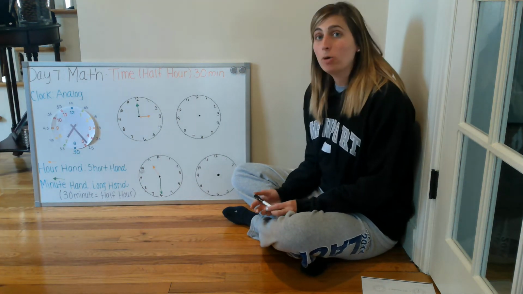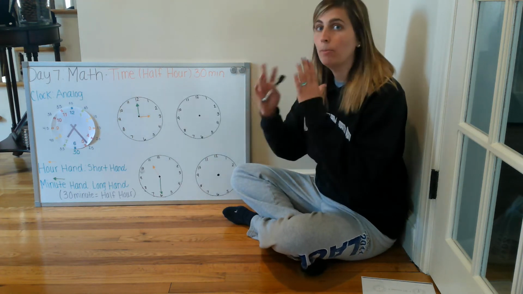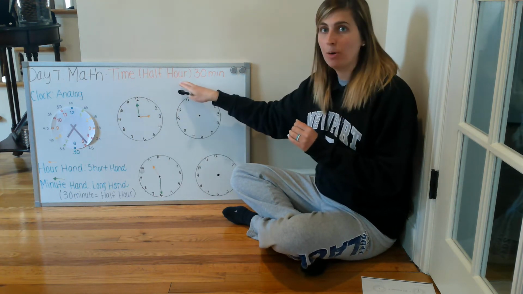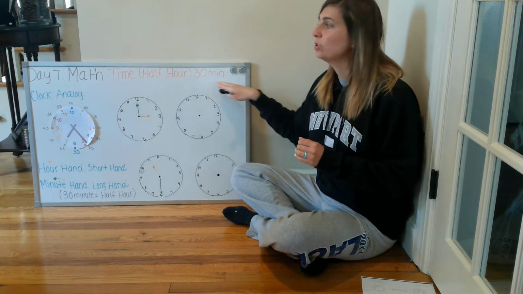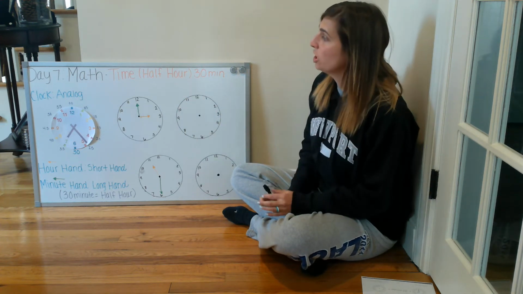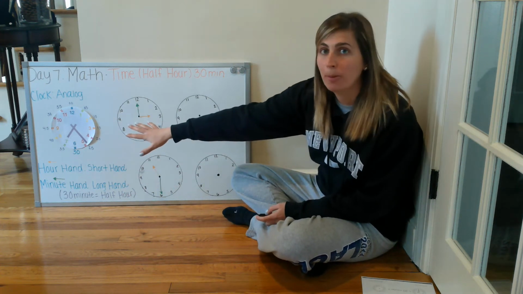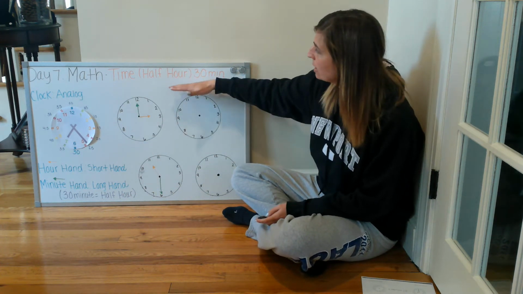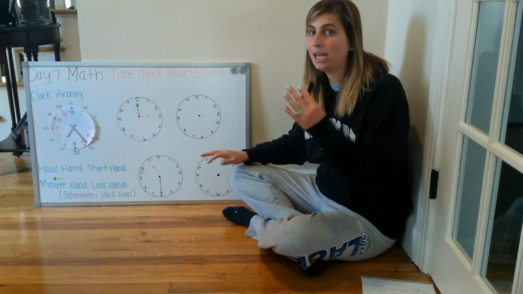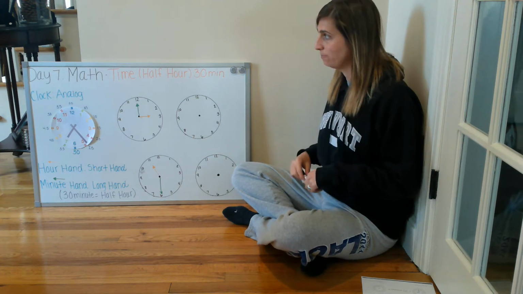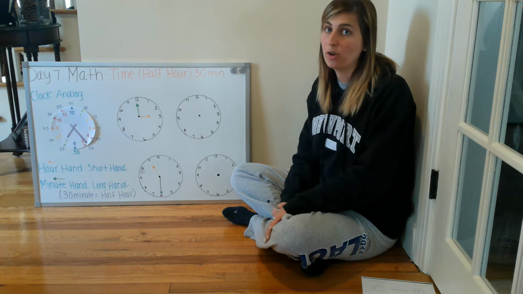Today we're going to be focusing on time, but mostly time to the half hour. So remember, half hour equals 30 minutes. The first thing we're going to do is go over our vocab words and talk about the parts of the clock. And then I'm going to model two examples for you to help you complete your worksheet for today. So first we're going to start with our vocab words.